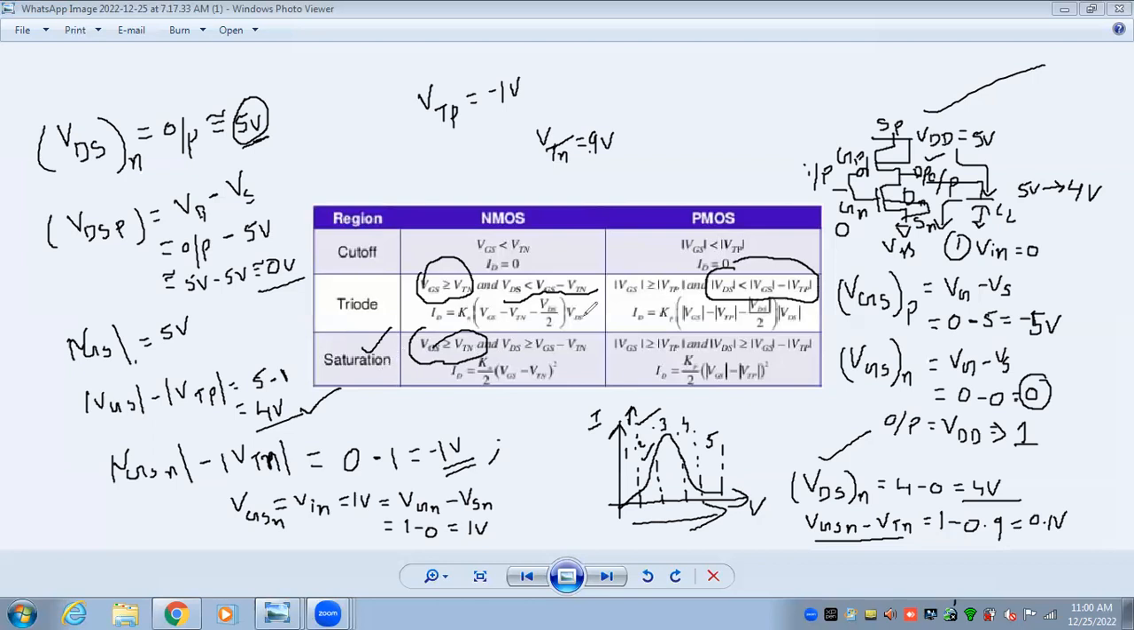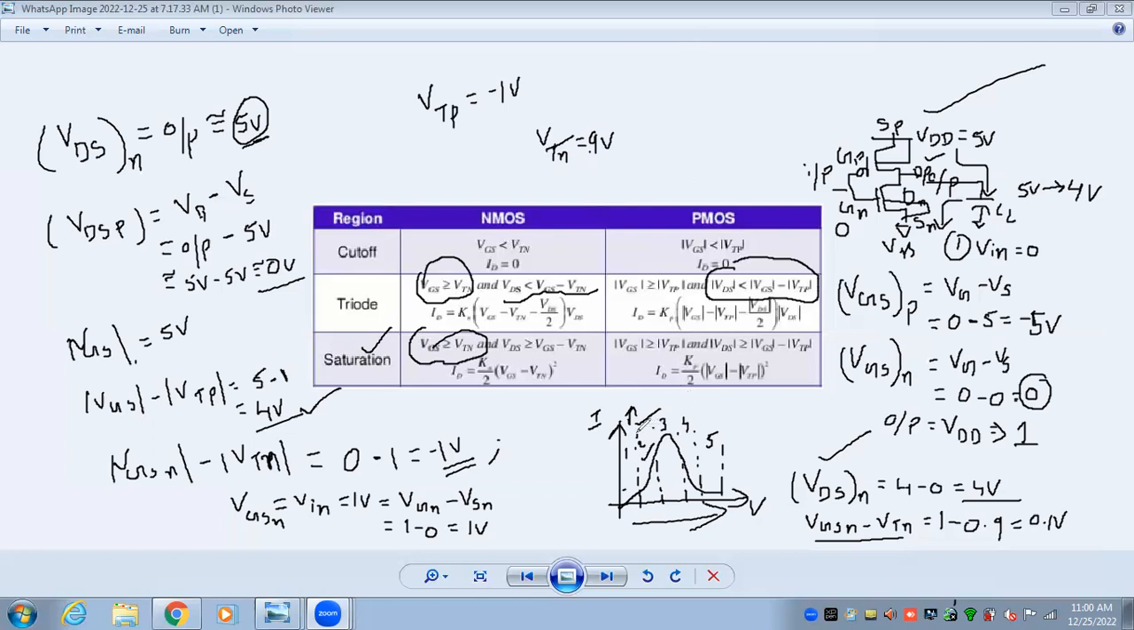In the first region, NMOS is off. From off it directly entered into saturation. In region 1, which we have seen in this diagram, in this region NMOS is off and PMOS is on. And the PMOS is operating in which region? We have seen it is operating in linear region.